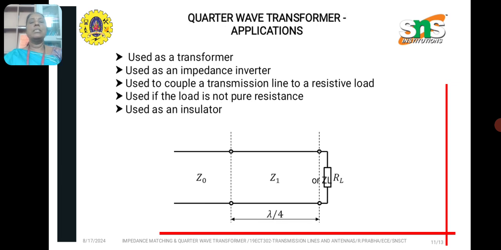Other applications are that they are used as a transformer and impedance inverter. These quarter wave transformers are used to couple a transmission line to resistive loads such as antennas, and are used if the load is not purely resistive, and as an insulator.